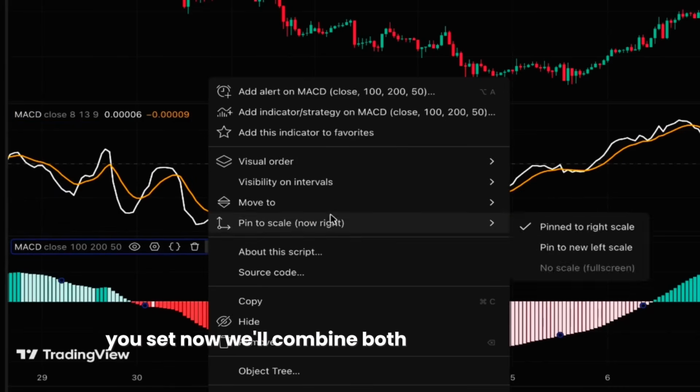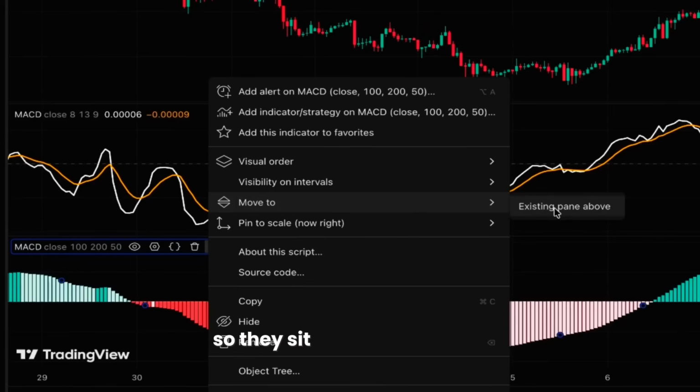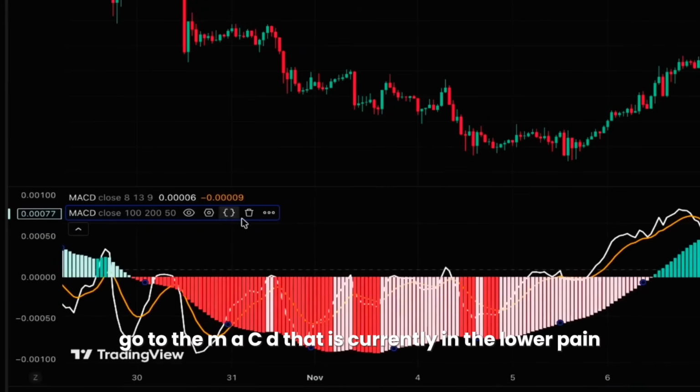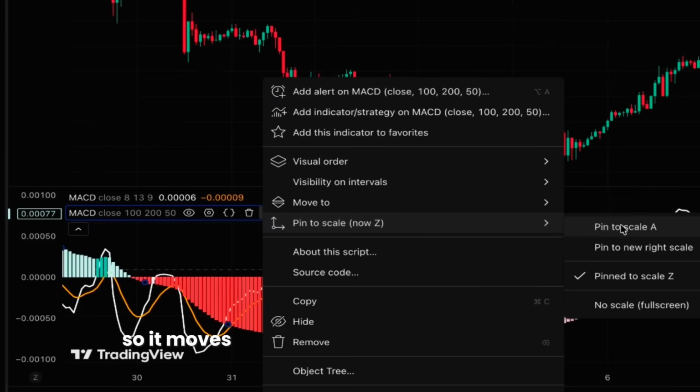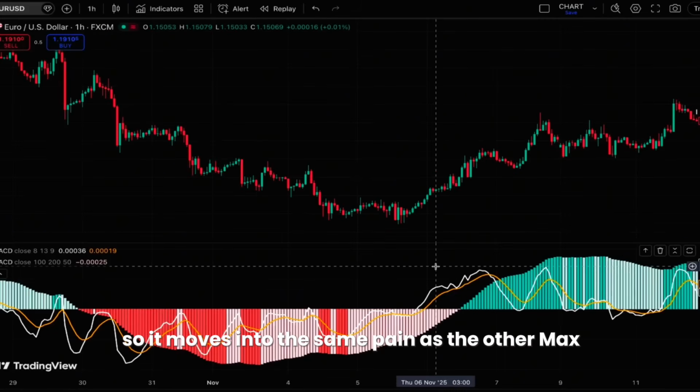Now we'll combine both MACDs into one pane so they sit on top of each other. Go to the MACD that is currently in the lower pane. Click the More Options menu. Choose Move To, then select Existing Pane above so it moves into the same pane as the other MACD.